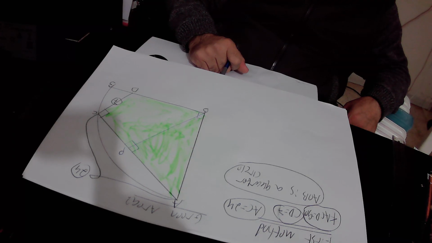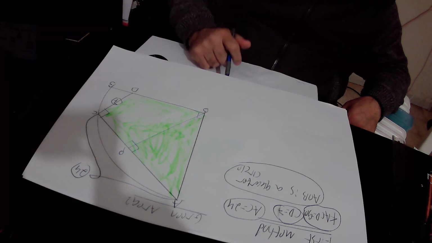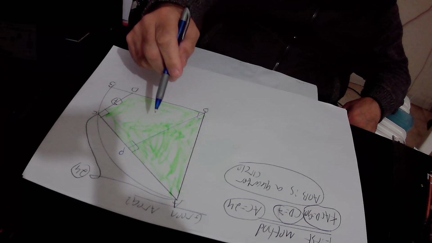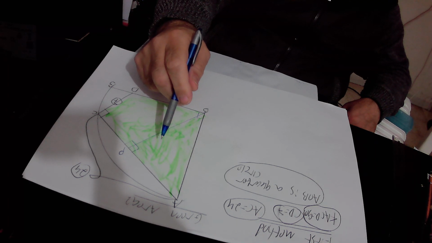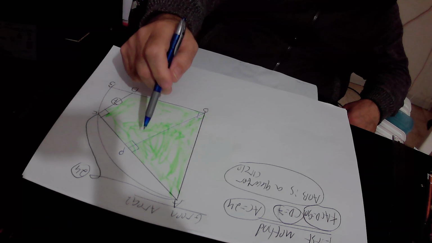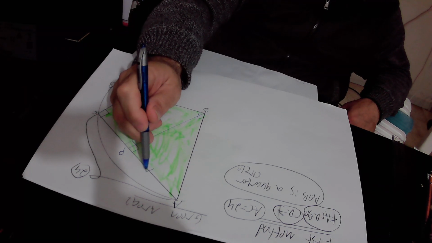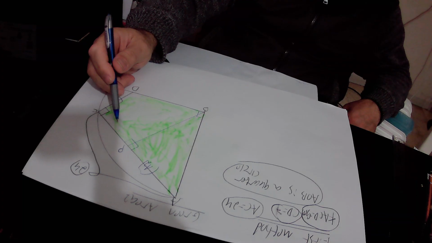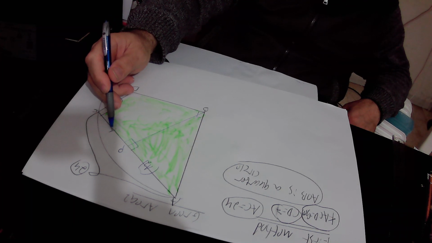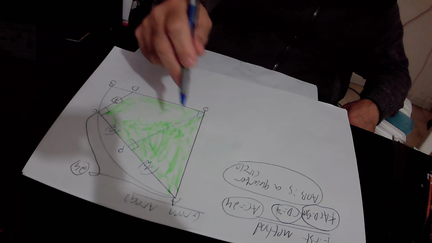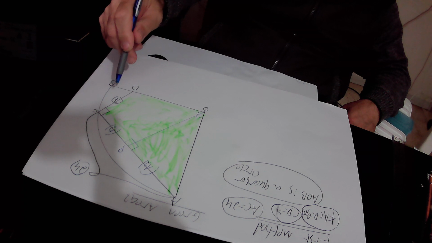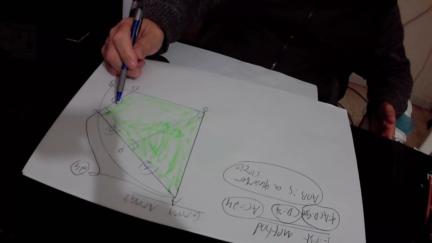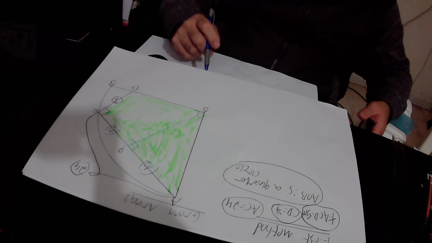AP equals PC, but AC in total equals 24, therefore each half must be equal to 24 over 2. So AP must be equal to 24 over 2, that is 12. And the second half PC must also be equal to 12 units. Again, AP equals PC equals 12 units. It is the implementation of rule number 11 in our drawing.